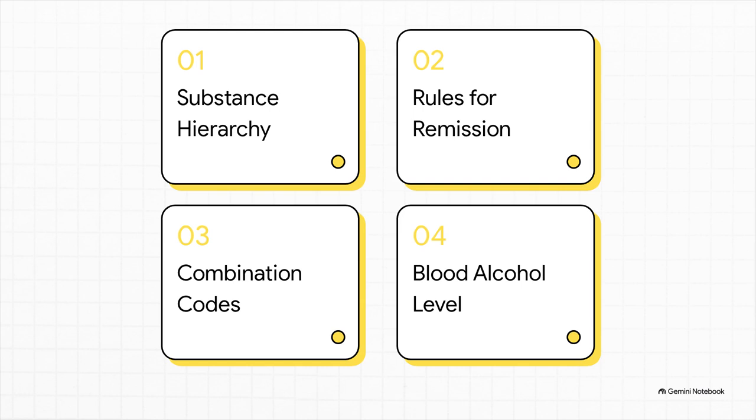We're going to hit the substance hierarchy law, the strict rules for remission, how to build substance-induced combination codes, and finally, we'll wrap up with the unique rules for blood alcohol level codes. Let's get right into it.